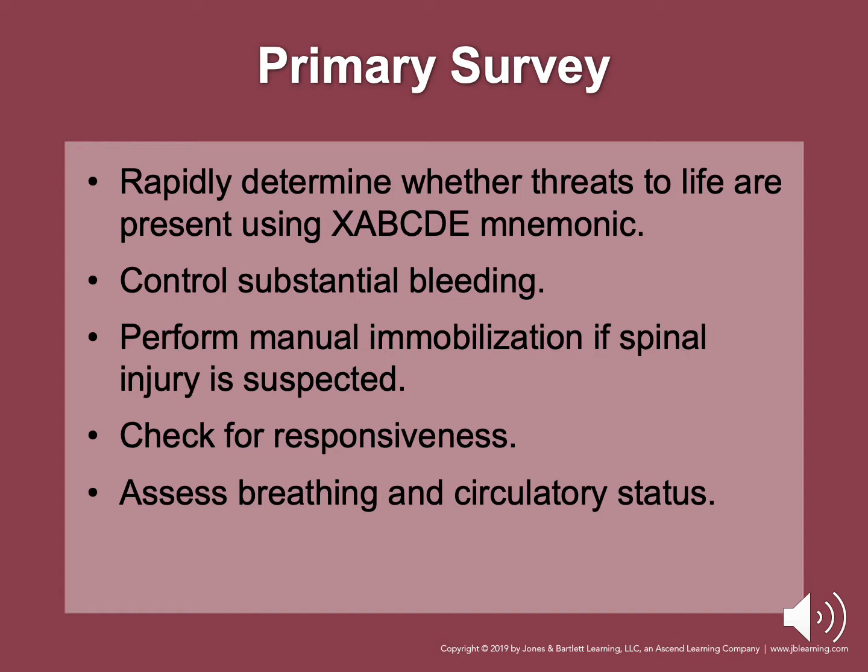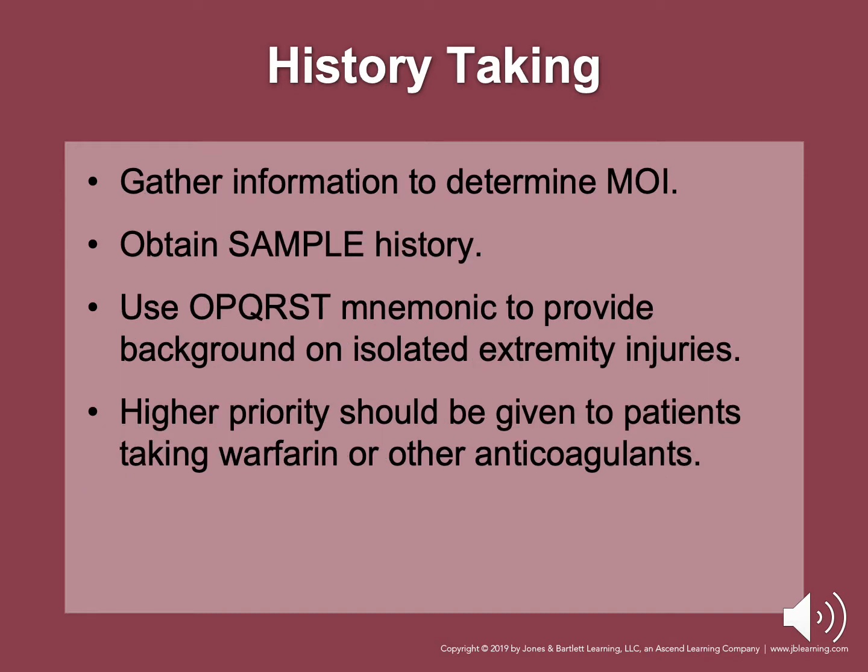Control your bleeding and perform manual stabilization if you suspect spinal injury. Check for responsiveness, assess the patient's breathing, assess the circulatory status, determine if the patient needs immediate transport or stabilization. With your history taken, gather your information, determine mechanism of injury, get your SAMPLE, and use OPQRST to provide background of isolated extremity injuries. Higher priority should be given to patients taking warfarin and other anticoagulants. And that's what I was talking about with the geriatric patient that we've seen earlier, that looked like almost an avulsion of her skin.